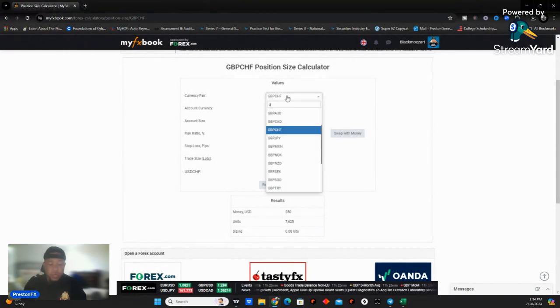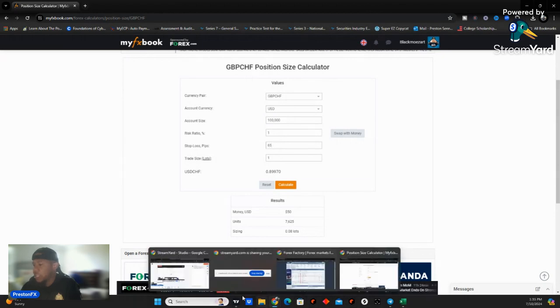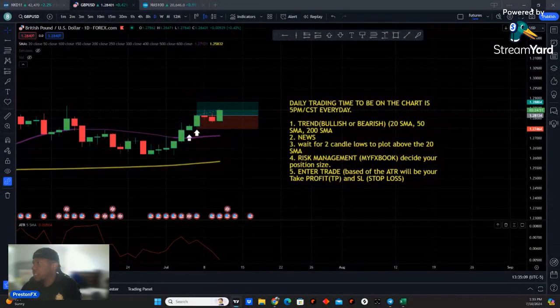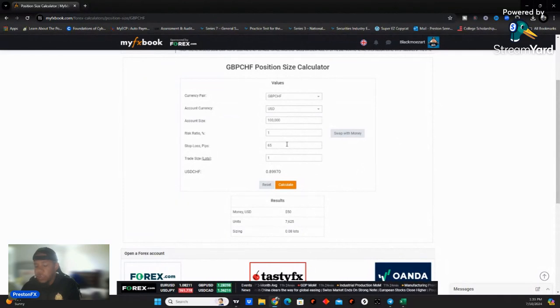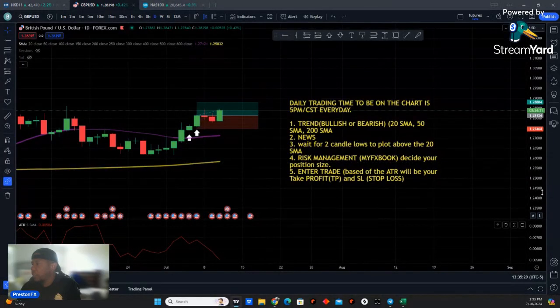Let's stay with this account. Did we say 65 or no? We said 67. All right, 67. Calculate. So this will be your units, and this is your sizing. So you do a 1.34 lot on this trade. All right, 1.34 lot on that trade, and then go from there. You're in the trade right now.